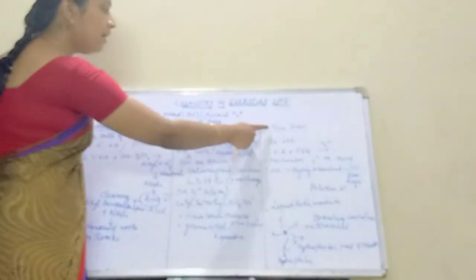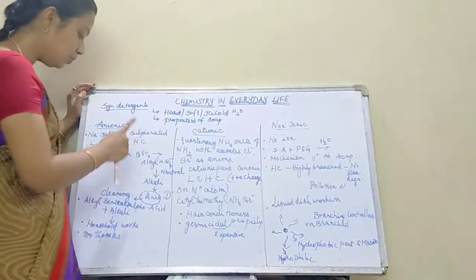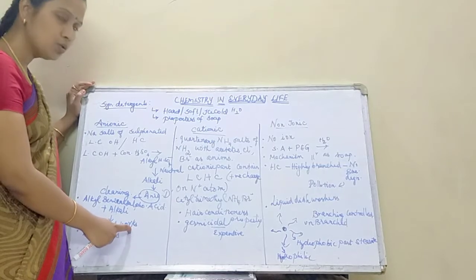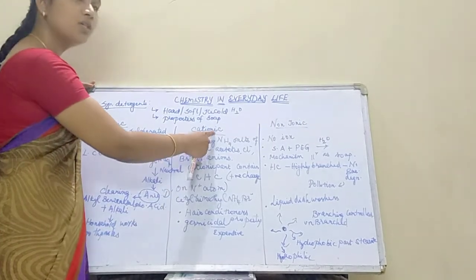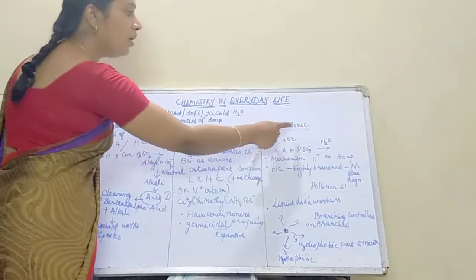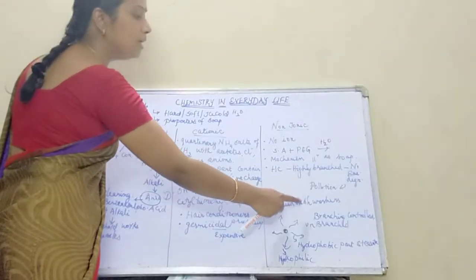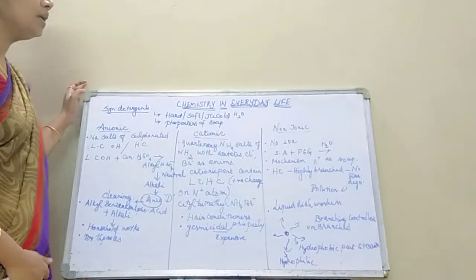Now, where are these detergents used? Your anionic detergents are used in household work, toothpaste. Cationic detergents are used in hair conditioners. Non-ionic detergents are used in liquid dishwashers.